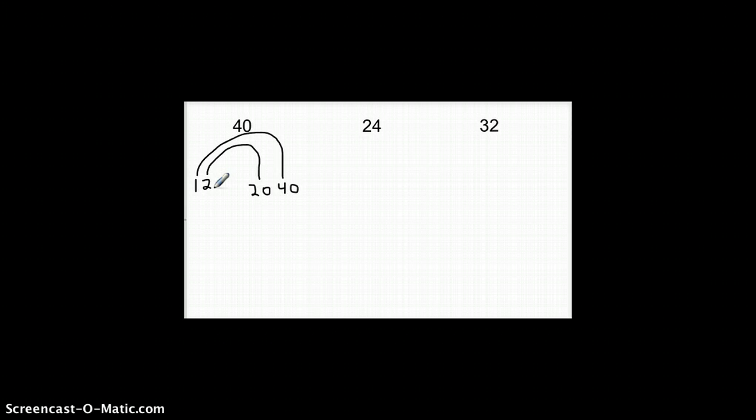Now we need to think about 3. Can we multiply 3 by anything to get 40? No. What about 4? Yes, we can multiply 4 times 10. So the next number that we're going to go to is 5, and we think, is there anything times 5 to get 40? Which there is. 5 times 8. Now we have 1, 2, 4, 5, 8, 10, 20, and 40. We're done with this rainbow for greatest common factor for 40.